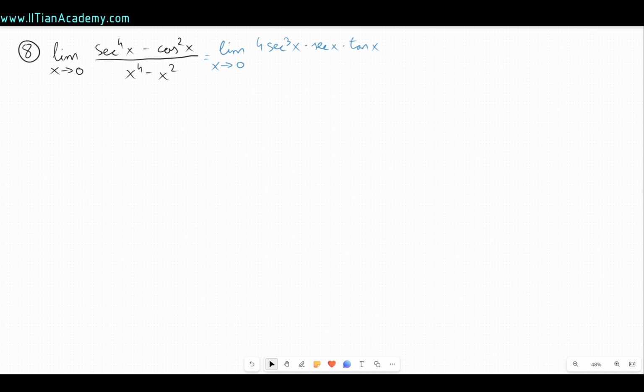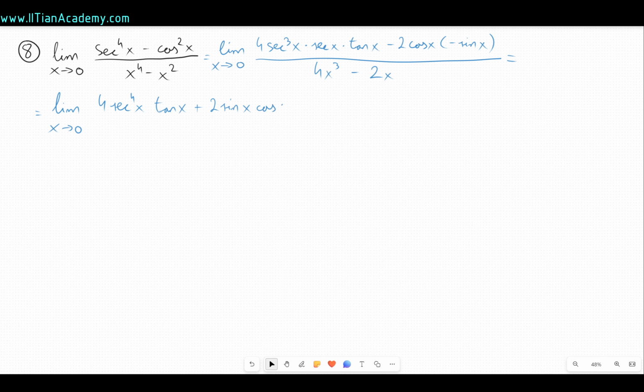And then similarly, the derivative of cosine squared will be minus 2 cosine x, and then the derivative of the inside function, which is cosine x, is minus sine x, and then this is all divided by 4x cubed minus 2x. Okay, so we can do some simplification here. So this will be the limit as x approaches 0 of 4 secant to the 4th x tangent x plus 2 sine x cosine x all over 4x cubed minus 2x.